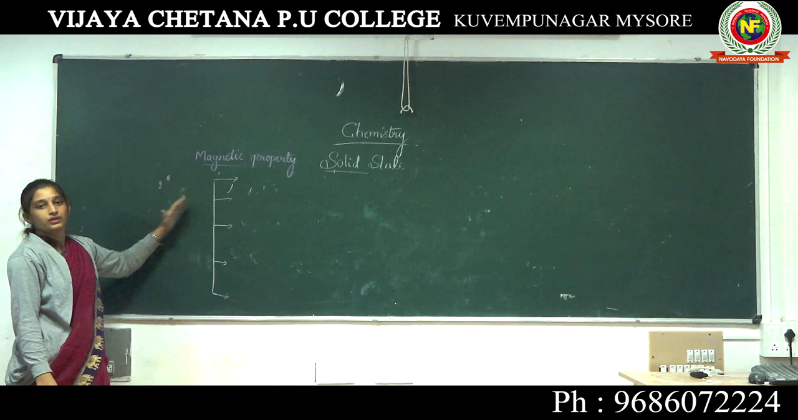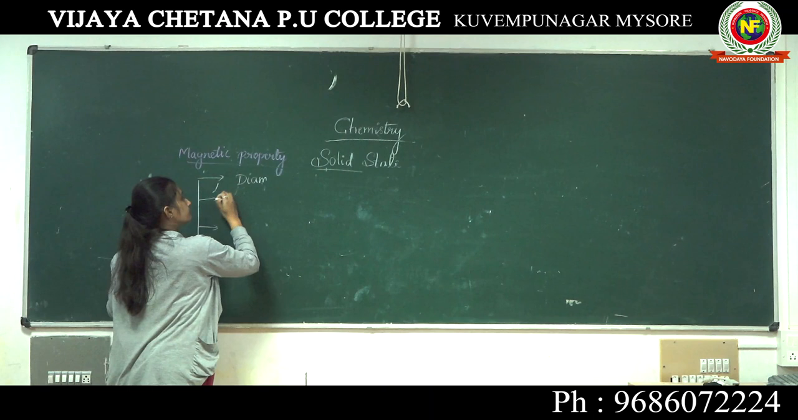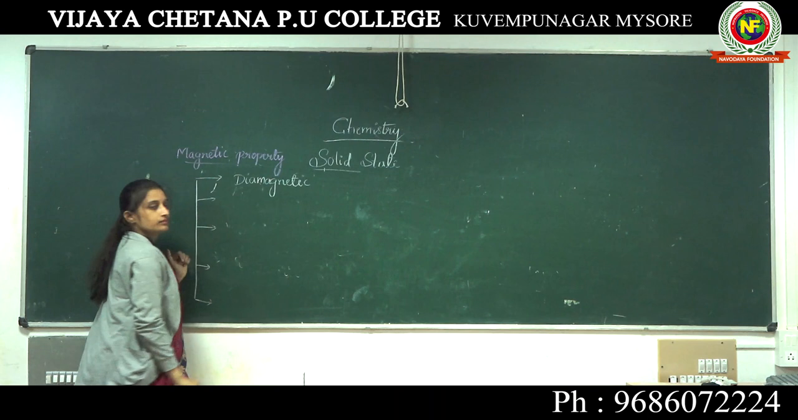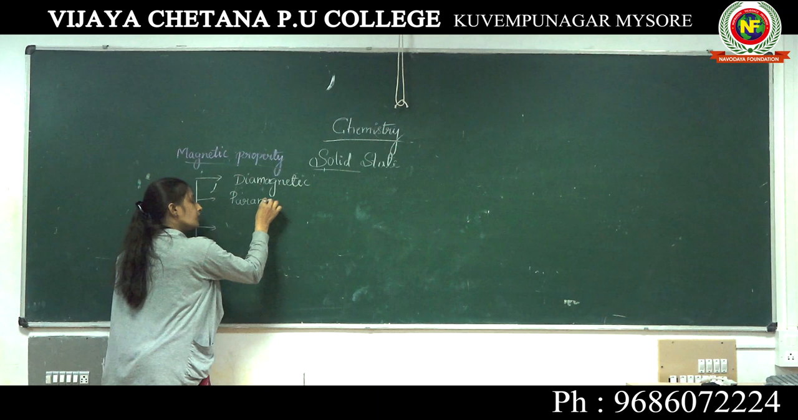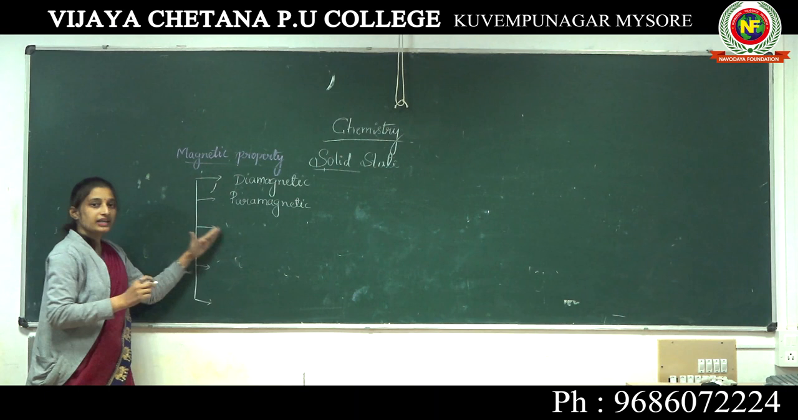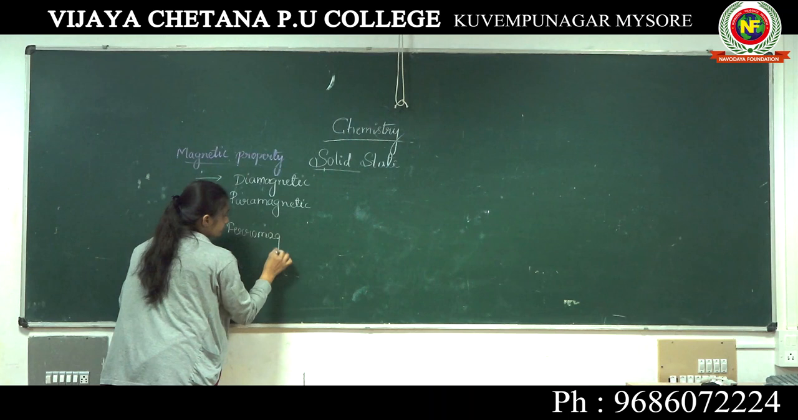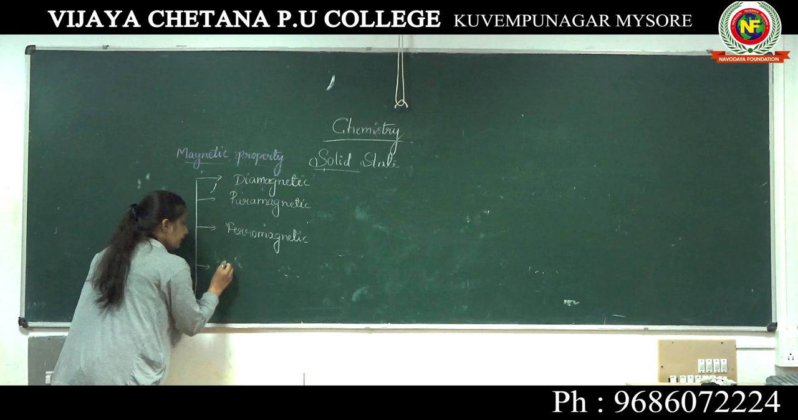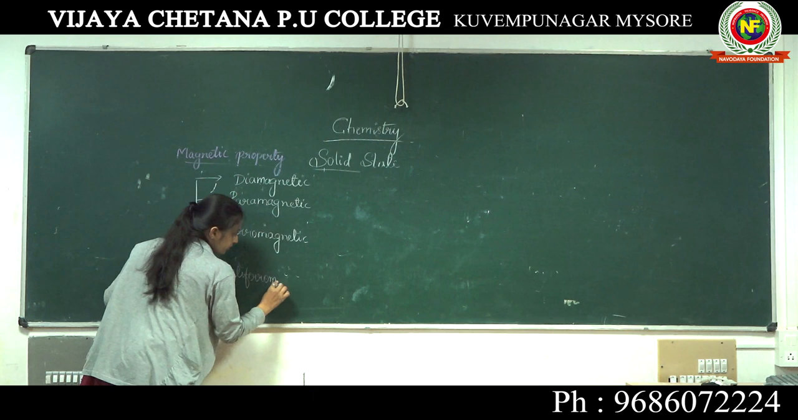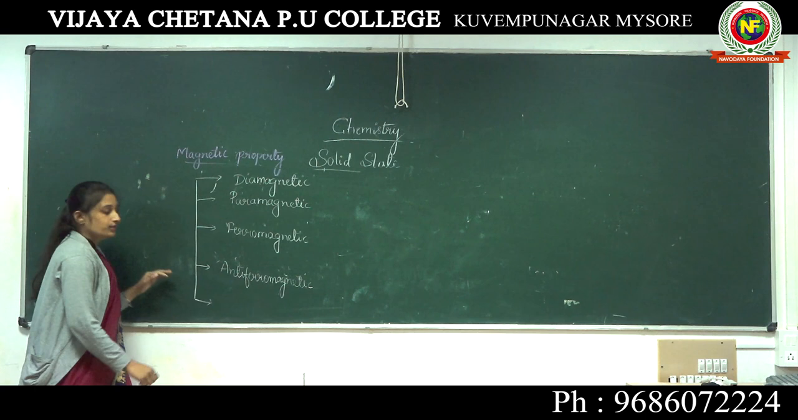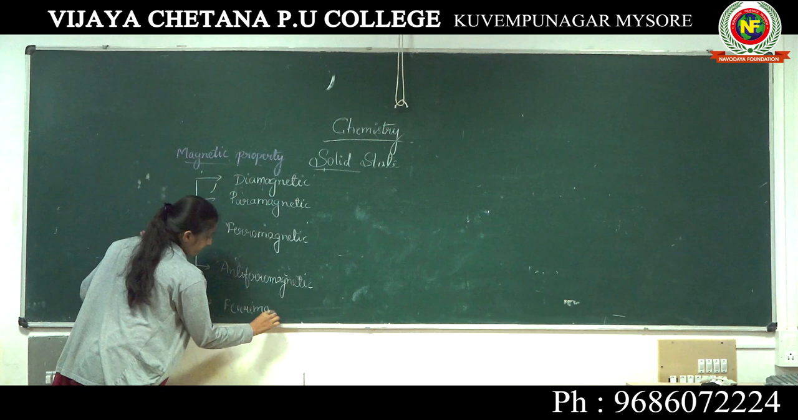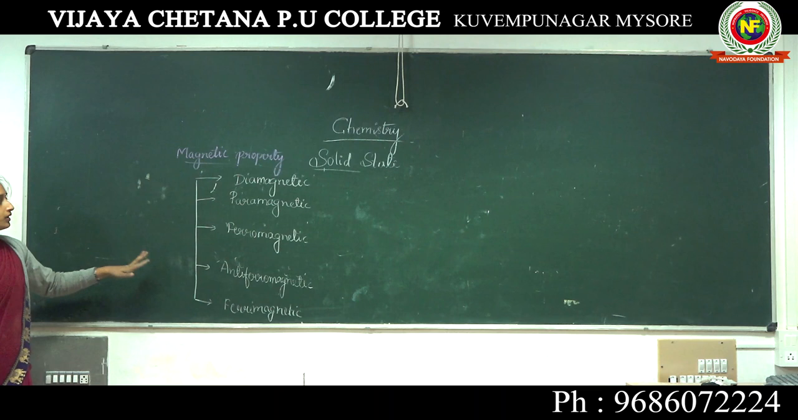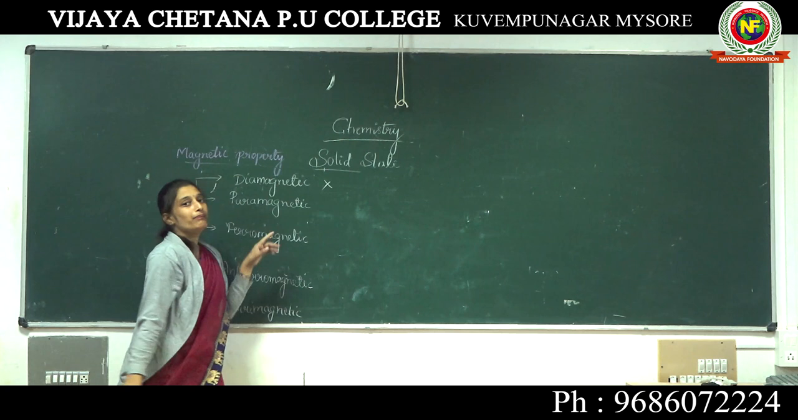First one, diamagnetic. Second one, paramagnetic. Next one, ferromagnetic. Next, antiferro. Last one, ferrimagnetic. See, try to understand properly. Diamagnetic means it never ever shows the magnetic property. Why? Failure.